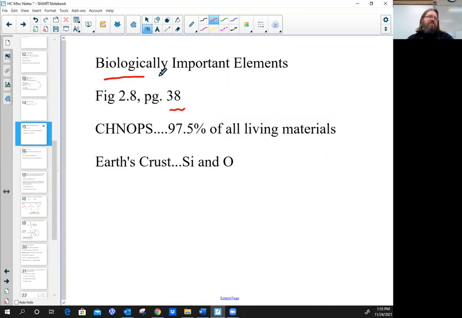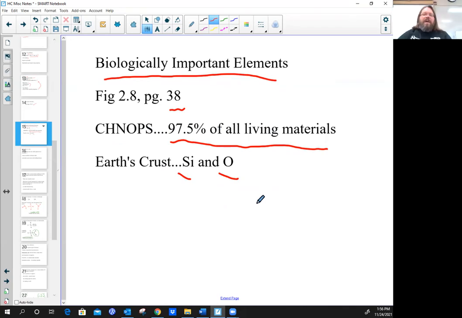What are the biologically important elements? CHNOPS: carbon, hydrogen, nitrogen, oxygen, phosphorus, and sulfur. They compose 97.5% of all living materials. So CHNOPS, or if you rewrote this, SPONCH, sponge is another way to remember. These elements compose nearly all of living materials. Earth's crust is made out of silicon and oxygen primarily, right? So the rocky portion of Earth's crust.